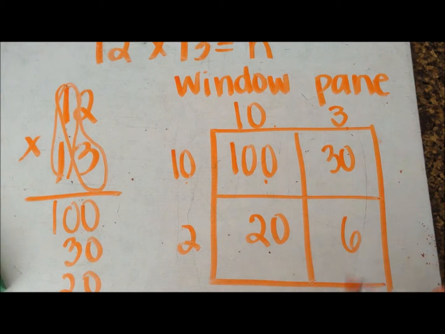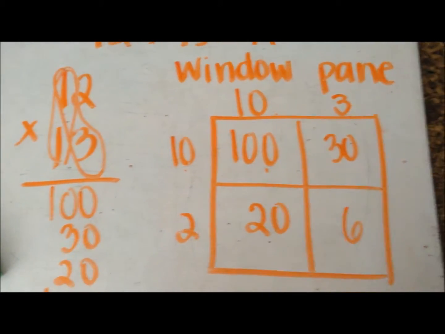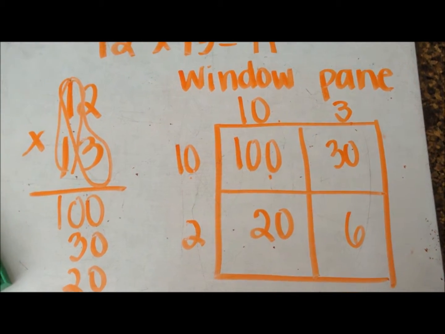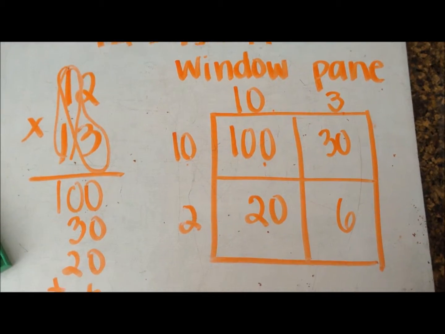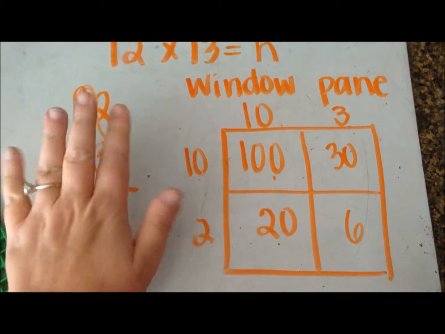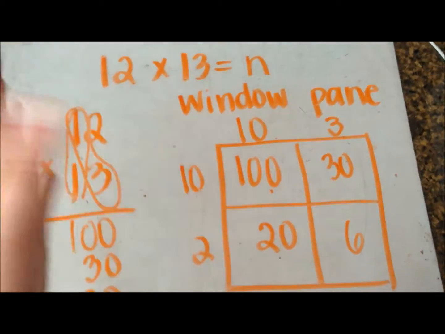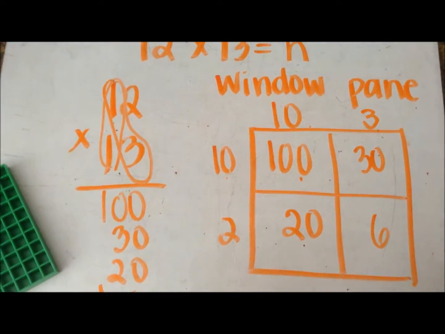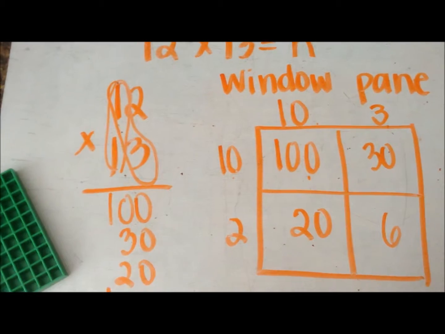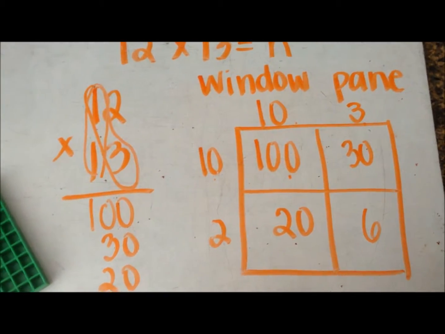So the window pane method is fantastic for showing all of our array pieces and for them to understand how we're getting the numbers when we come to the standard algorithm, that we're multiplying by place value, not just digits. Now, stay tuned for another way that your kids will learn.